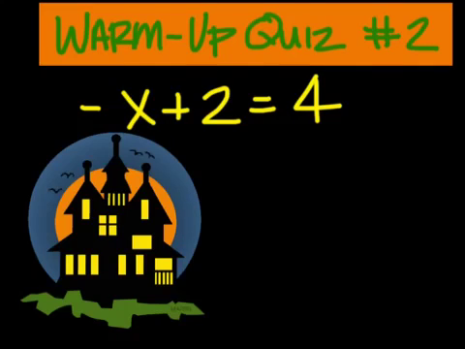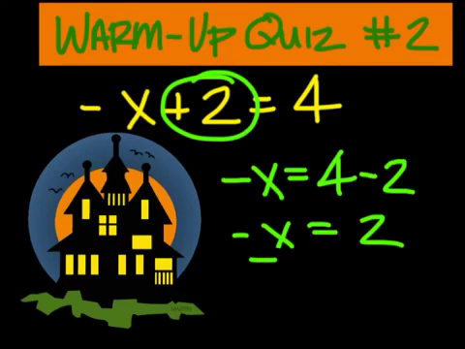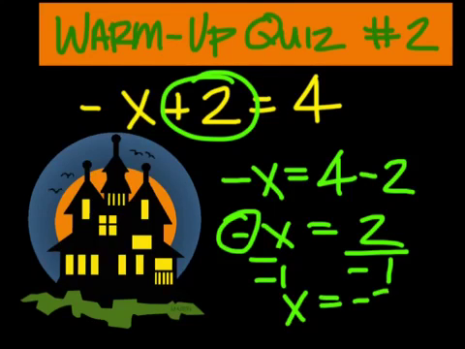This problem, you should have -x equals 4 and do the opposite of this over here, -2. Answer is 2, but not yet, not the final answer. You divide it by -1 to get rid of this. So the answer is -2.